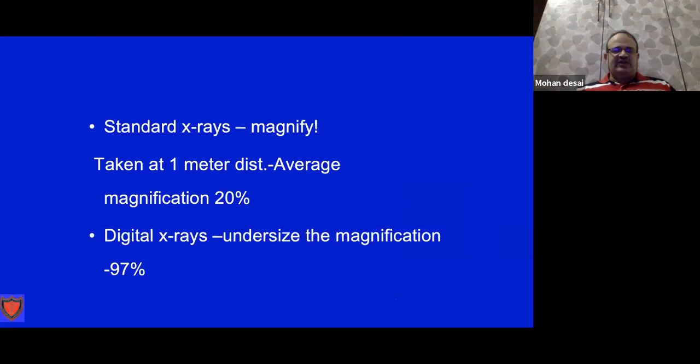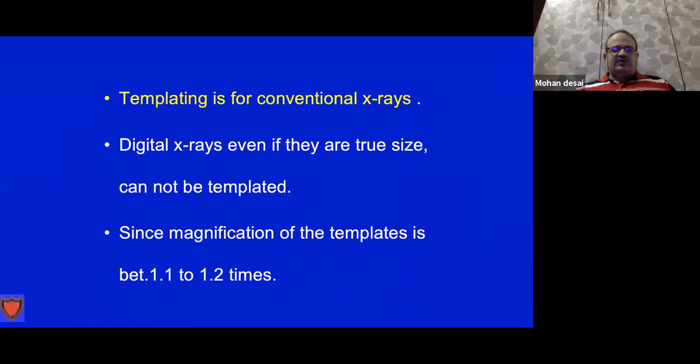Digital X-rays are usually undersized, at around 97%. Nowadays there are no conventional X-rays, and we want to template the digital X-rays, so we ask for the true size X-rays. But even true size X-rays cannot be templated. Why? Because the templates are available in 1.2 or 1.5 magnification.